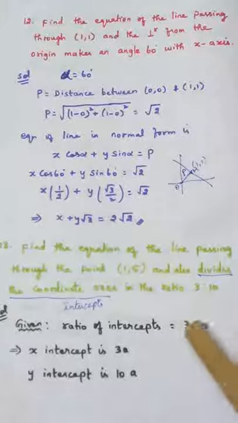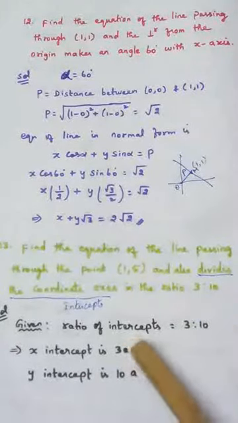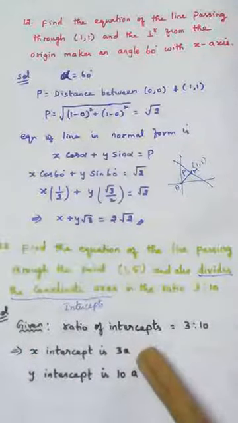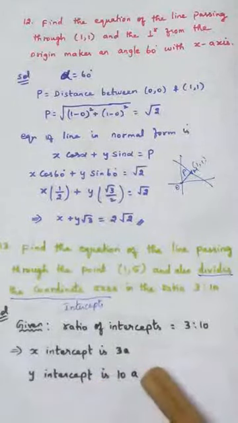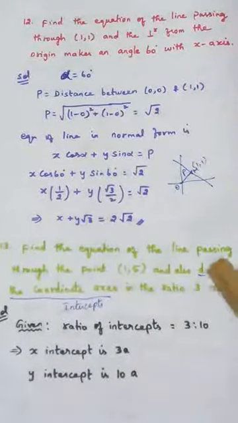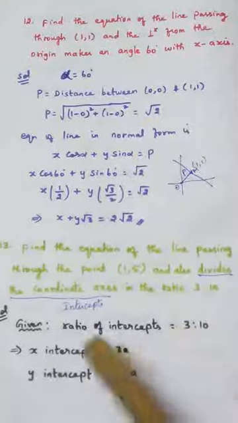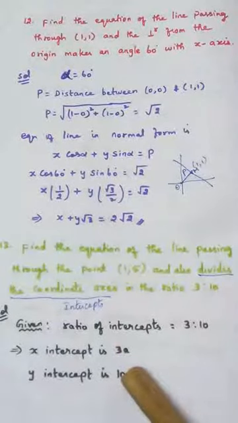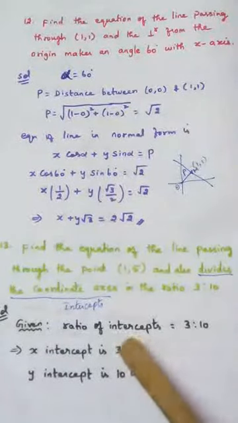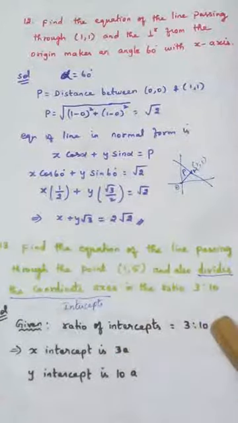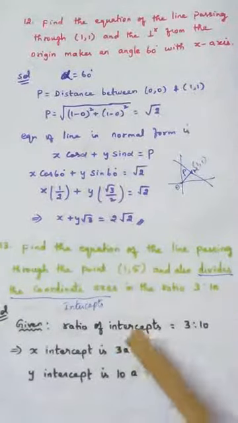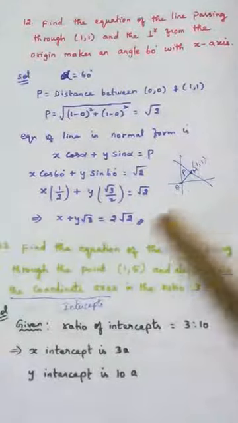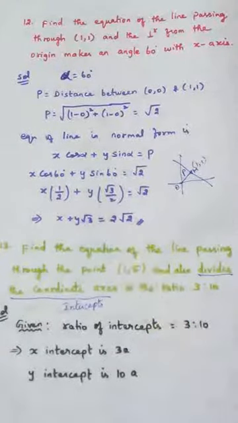Since a ratio was given, I should add some constant with it. The x-intercept is given by, I cannot write 3, instead a multiple of 3, 3a. The y-intercept is 10a. Even I can write 3b, 10b like that. So we are just adding one constant to the ratio which was given to us. Since we know the x-intercept and y-intercept, I am going to write the equation of the straight line in intercept form. Also, the straight line passes through which point? (1, 5).